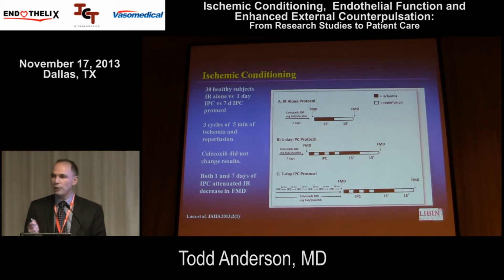What about chronic ischemia-reperfusion? And this is really very pertinent for this. And so they took 30 healthy subjects and they did the ischemia-reperfusion protocol with and without celecoxib as a COX-2 inhibitor. They did this also with a 1-day protocol of ischemic preconditioning, and then they did a 7-day protocol with ischemic preconditioning as well, and they measured endothelial function before and after all of these.